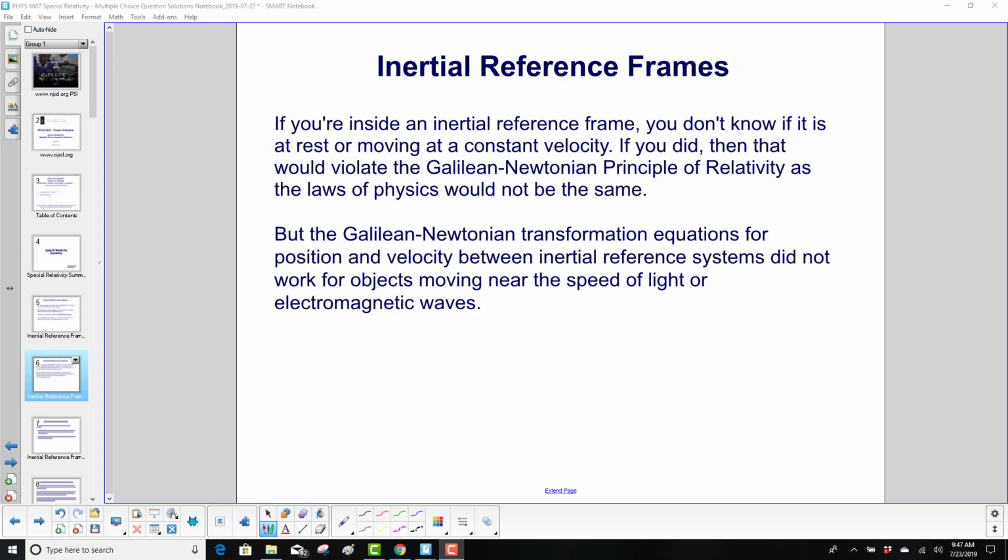An example is if you're in a big car with a very good suspension, on a very smooth road, going a constant 40 miles an hour, and you can't hear anything outside the car. You can't tell the difference from sitting there on the road. However, the Galilean Newtonian transformation equations for position and velocity between inertial reference systems did not work for objects moving near the speed of light, or for electromagnetic waves, which move at the speed of light.